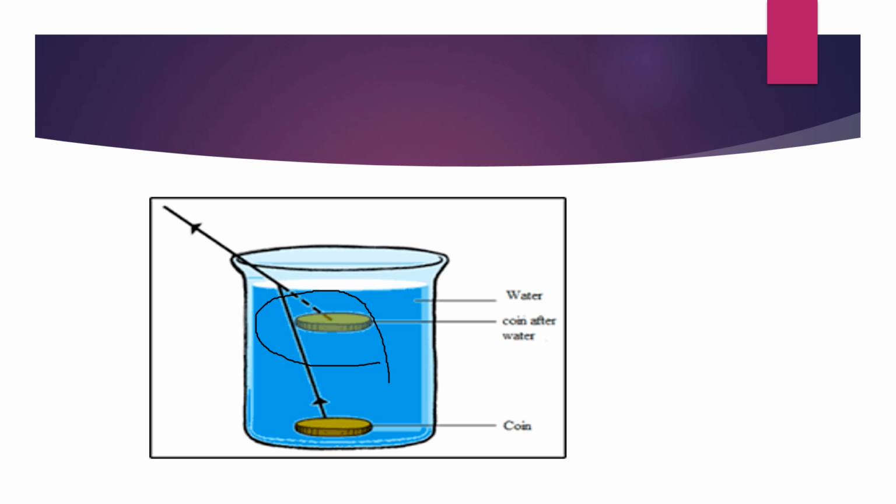You can just try this at your homes too. You can see the actual position of the coin is over here, but you can visualize that the coin has been raised a little bit. That is due to the refracted ray. The refracted ray appears to come from a point above the actual position of the coin. So that is the exact reason for this.